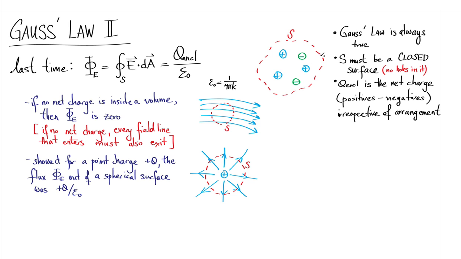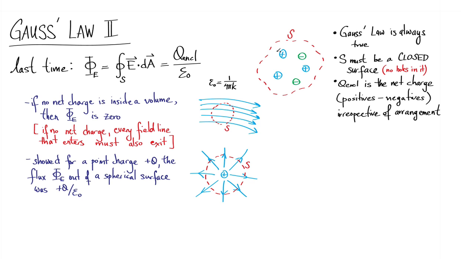So, let's take some example here. We've got a bunch of charges, let's say, 3 positives, 2 negatives. We've just drawn some kind of arbitrary looking funny surface, S. So first of all, Gauss's law is always true. It doesn't matter if this surface is funny looking or if it's symmetric or if these charges are arranged in some weird pattern. It's always true regardless.